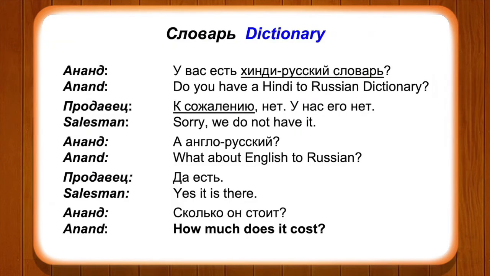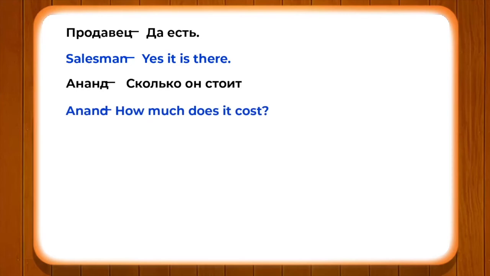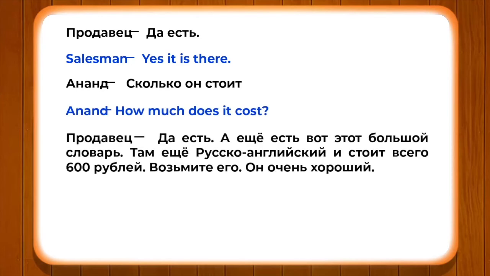Slovar. Now Anand is in the bookshop. У вас есть hindi-русский словарь? Anand asks whether there is a Hindi to Russian dictionary. Продавец. К сожалению, нет. У нас его нет. The salesman says sorry, he doesn't have one. Anand. А англо-русский? What about English to Russian? Do you have it? Anand wants to know. Продавец. Да, есть. The salesman says, yes, it is there. Anand. Сколько он стоит? Anand wants to know its cost.